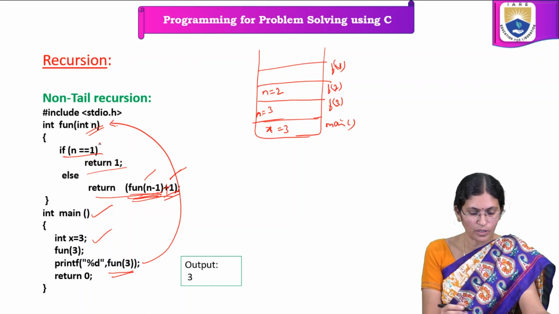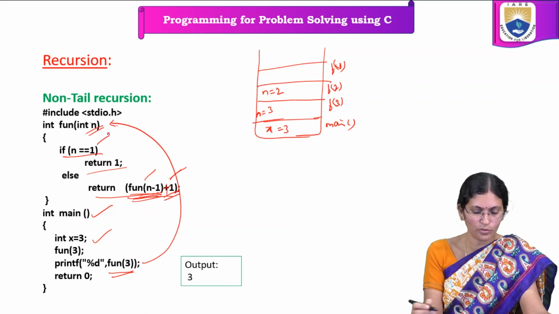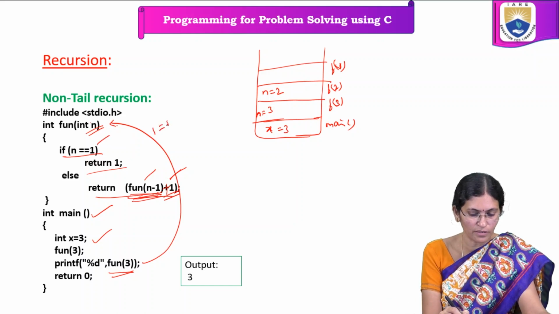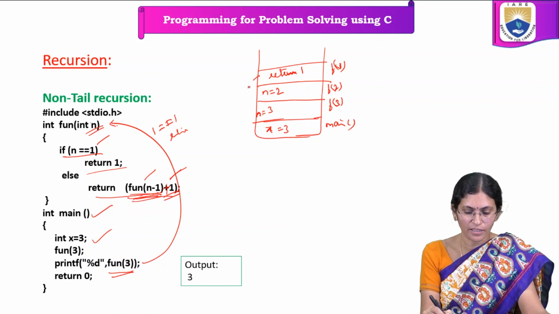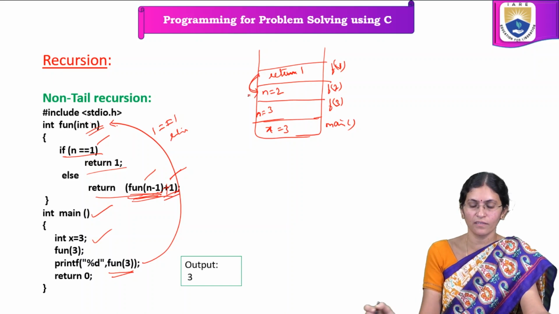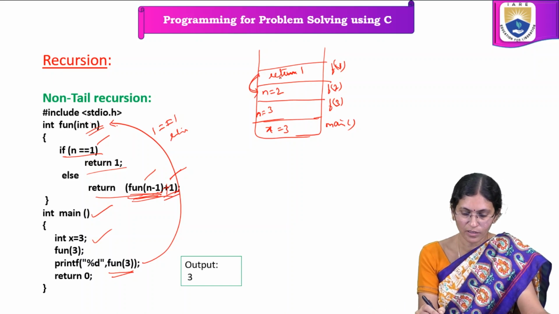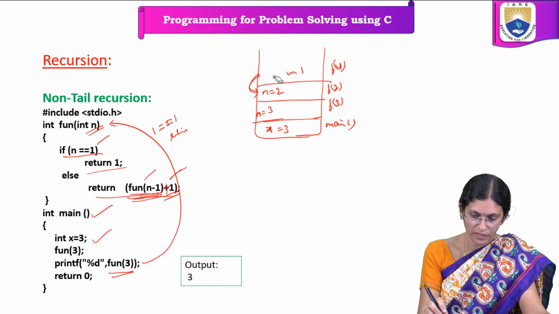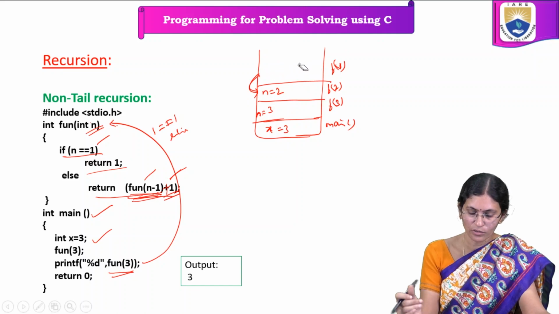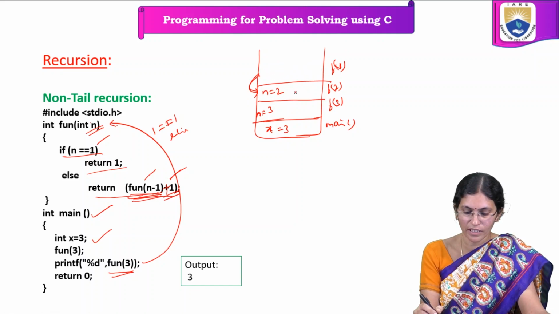When n is equal to 1, the condition becomes true, so therefore it will return 1. Here we have a return value. It will return 1 from where it has been executed, back to the previous statement. So f of 1 returns 1 to the previous function call. So 1 is returned here.